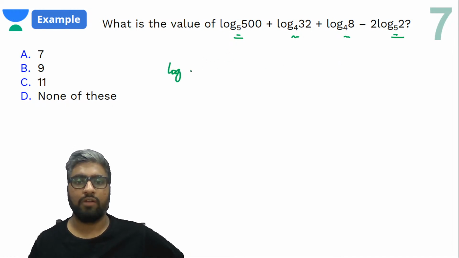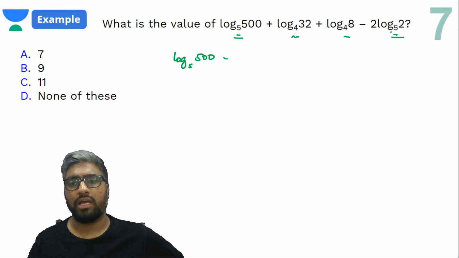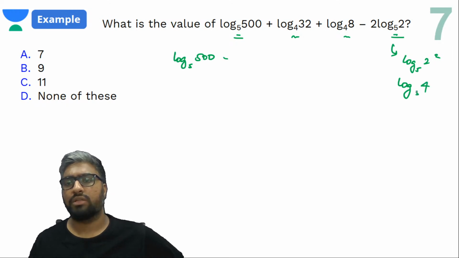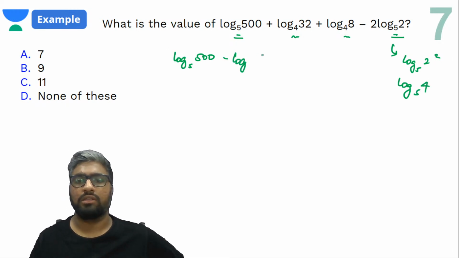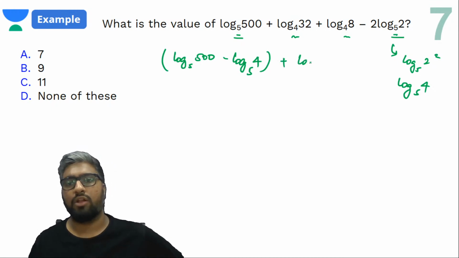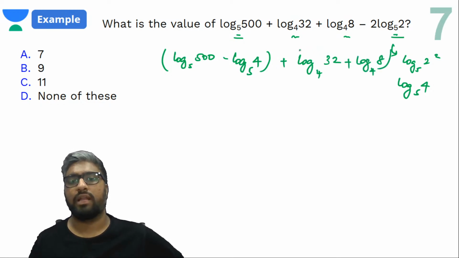So what do we have here? We have log 500 to the base 5 minus 2 log 2 to the base 5. I can write it as log 2 square to the base 5. That means log 4 to the base 5, correct? So minus log 4 to the base 5. That is the base 5 part. Next, what do we have? Plus we have log 32 base 4 plus log 8 base 4, right? These are the two terms.